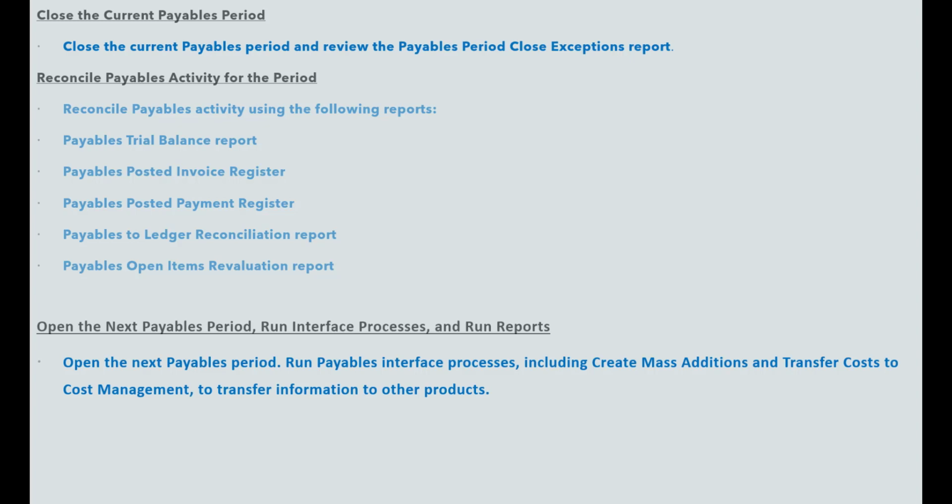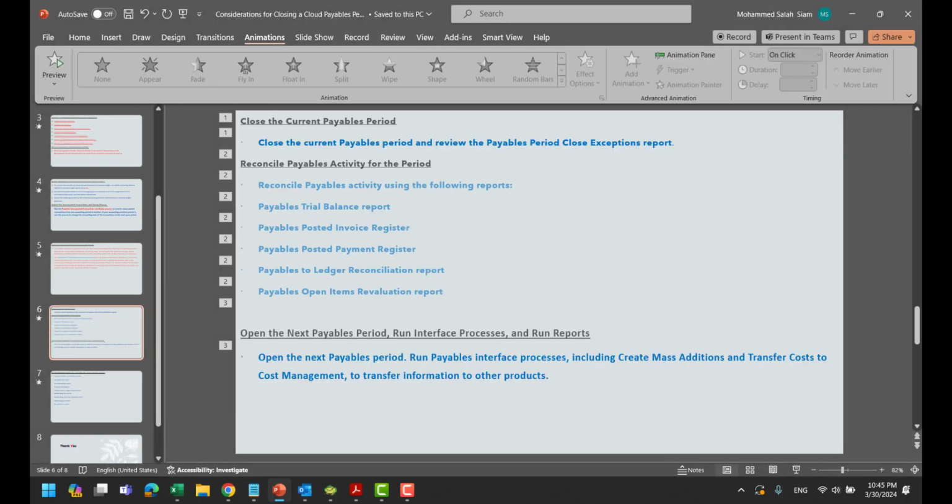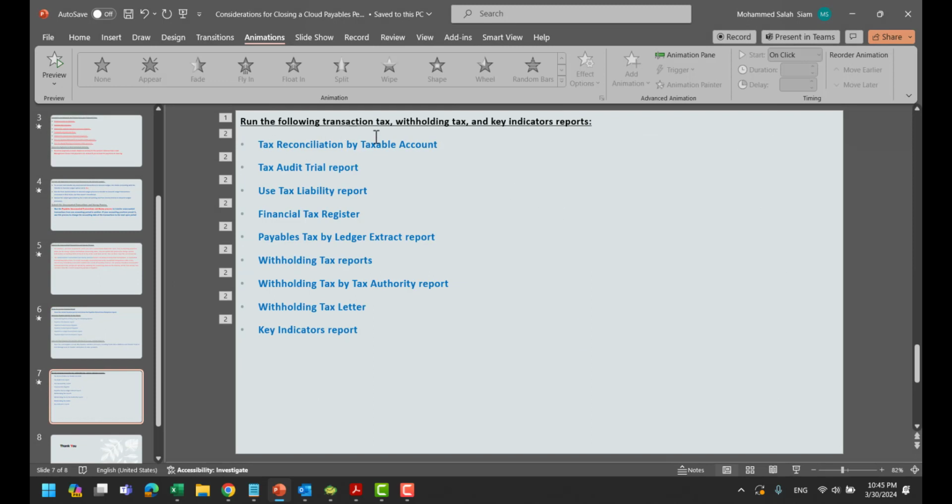Also, as I told you before, for invoices through spreadsheets, maybe some data is not imported, or when you try to import it you face some issues. You have to resolve these issues and re-import, or keep it and recreate it in the next period. So what else here? These are some indicator reports, for example tax reconciliation, tax audit, tax liability, financial tax register, payable tax, all of these for transaction tax and withholding tax reports. You can use them for reconciliation.